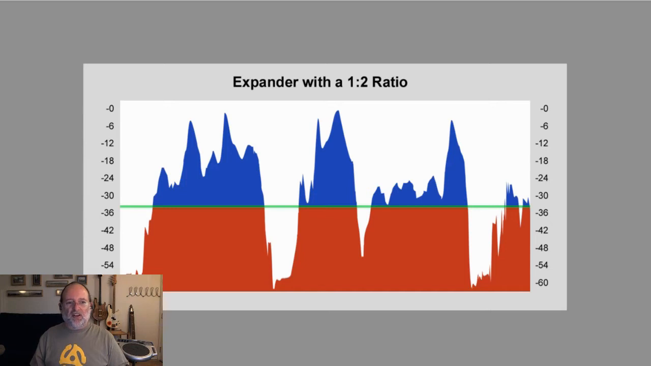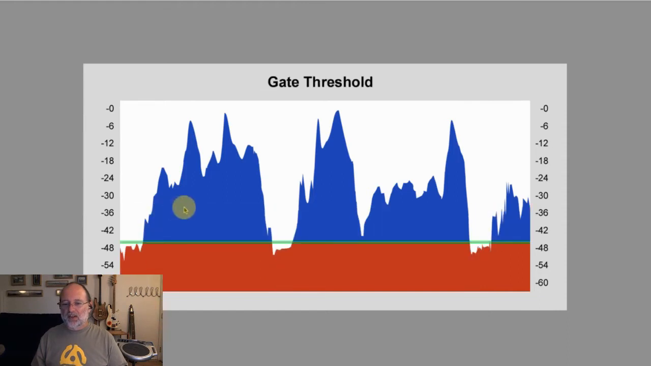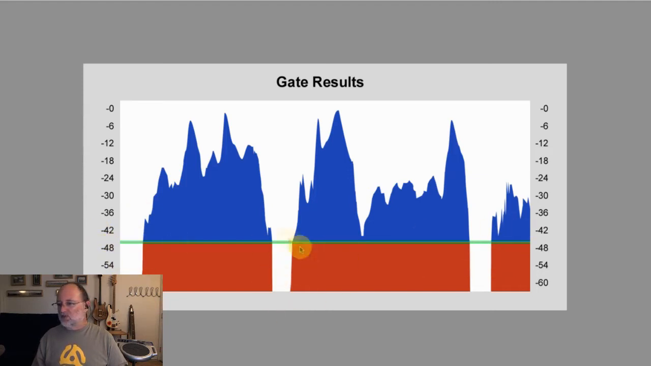Now, a more extreme example of expansion is gating. With a gate, you're going to completely cut off everything below the threshold. So typically you'll set a gate threshold much lower. You want to get it so that it's just above the noise floor, but it's not going to get rid of any usable audio. So with a gate like this, you'll end up with an output signal like that. It gets just chopped off in between. So it's completely clean in between.